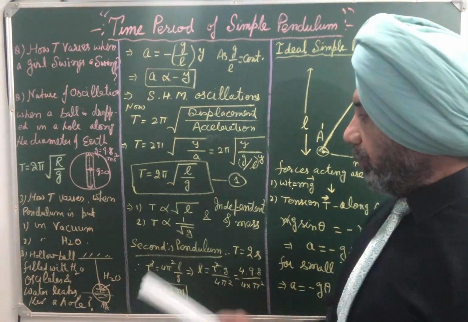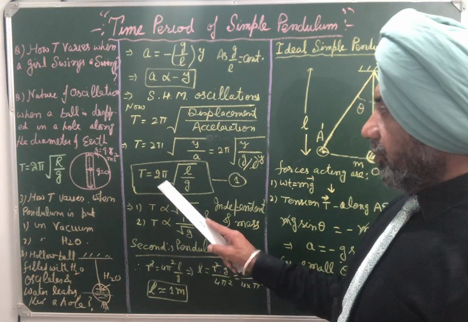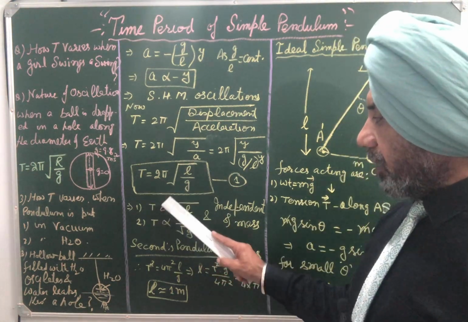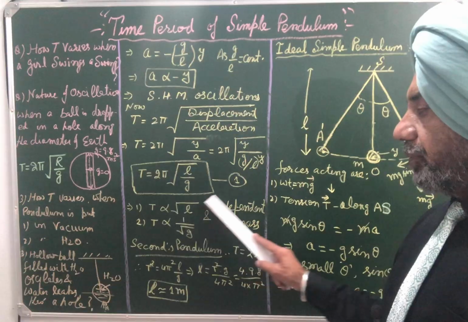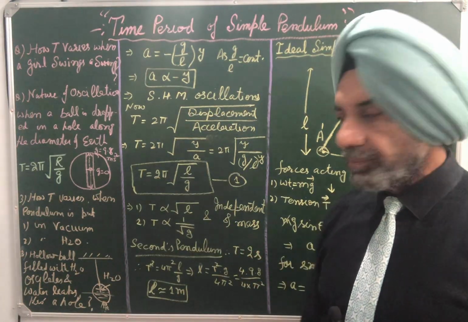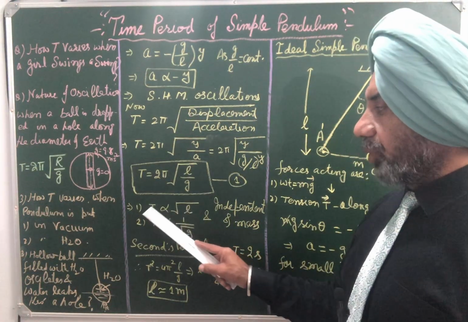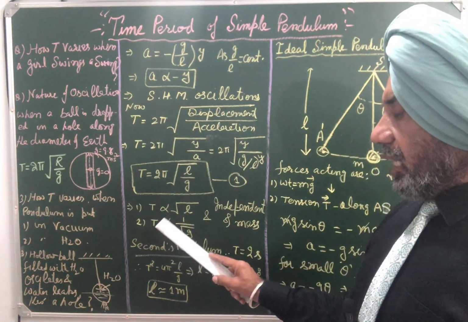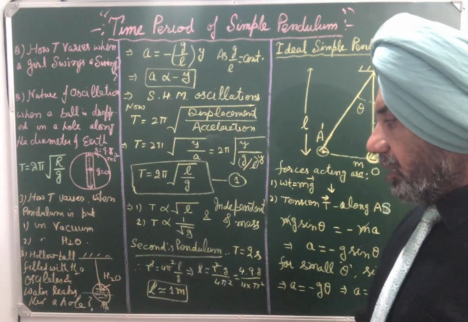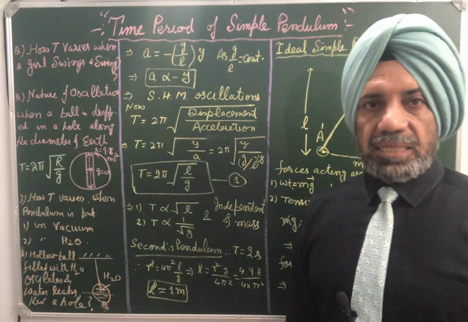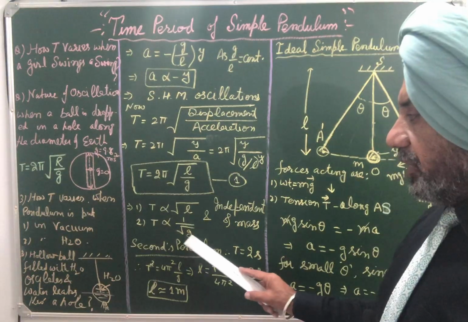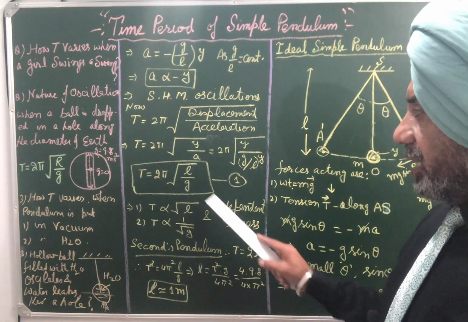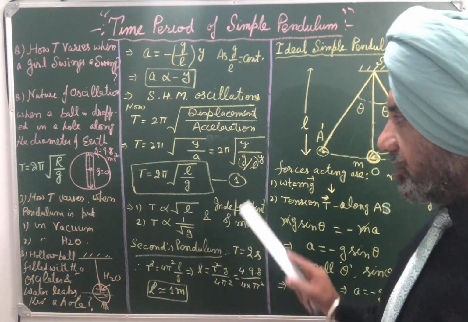And from this expression, it is very clear that the time period of a simple pendulum is directly proportional to the square root of the length of the pendulum. Means the more the length of the pendulum, the more the time period. Number 2, T is inversely proportional to the square root of g, that is acceleration due to gravity. So the more the value of g, the less the time period. And the third point is that the time period is independent of the mass of the bob.